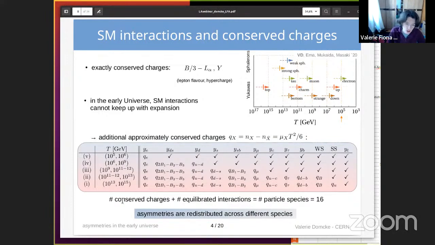So the number of conserved charges plus the number of linearly independent equilibrated interactions has to match the total number of particle species, which is 16 in the standard model. So what this means is that if I start at high temperatures and I put by hand some asymmetry into one particle species, then I need to crunch my linear algebra system. And this asymmetry that I put in one species will, following the constraint equations in the system, be distributed among other charges in the system. And then as the temperature evolves, as different interactions become efficient, there will be a constant reshuffling of the charges that I put in. This is really just the standard model at work.